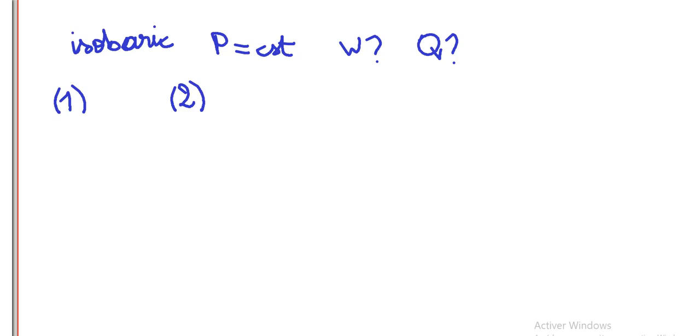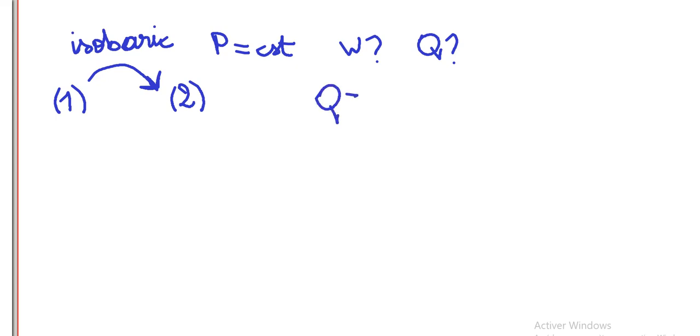Hello everyone. So we are going to talk about isochoric transformations. So we are going to go from state 1 to state 2, considering this time that the pressure is constant. How to calculate the work and how to calculate the heat in this situation.